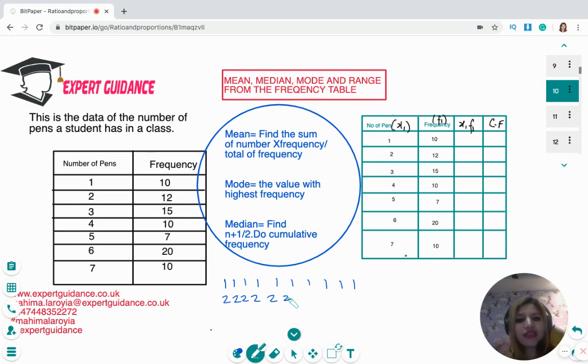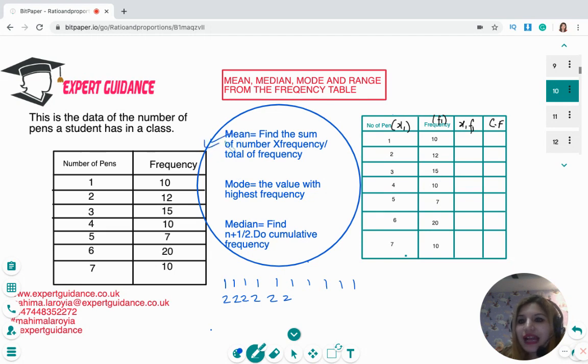So we have made this table and summarized this in the form of a frequency table. The number of pens, people having 1 pen, there are 10 people. People having 2 pens are 12 people. Now we need to work out the mean for that, the mode for that, and the median for that.